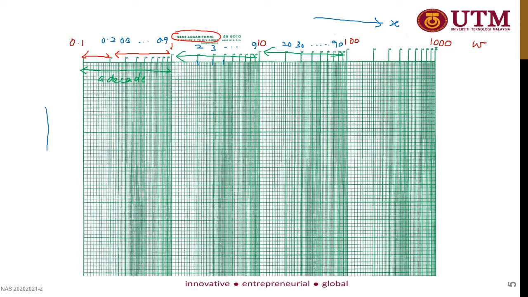For the y-axis, you may notice equivalent size, so you can basically put any values in. For example, here is 0, here is 10, 20, and so on, and the unit is in dB.